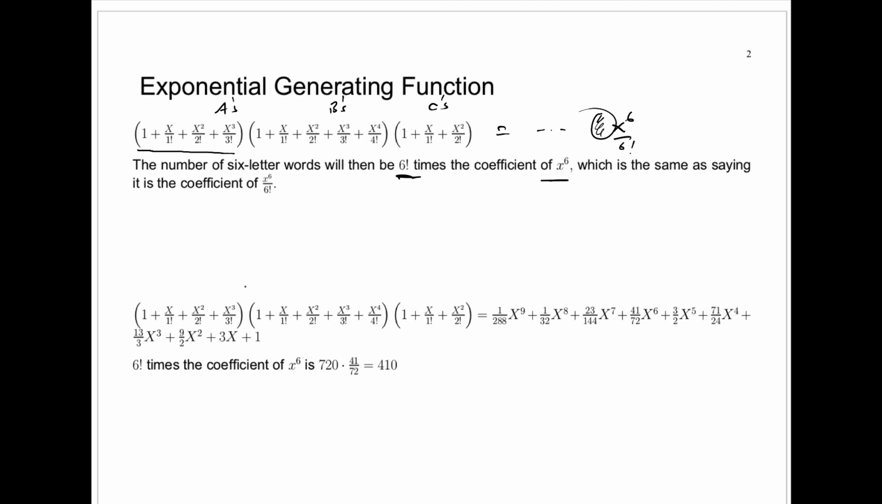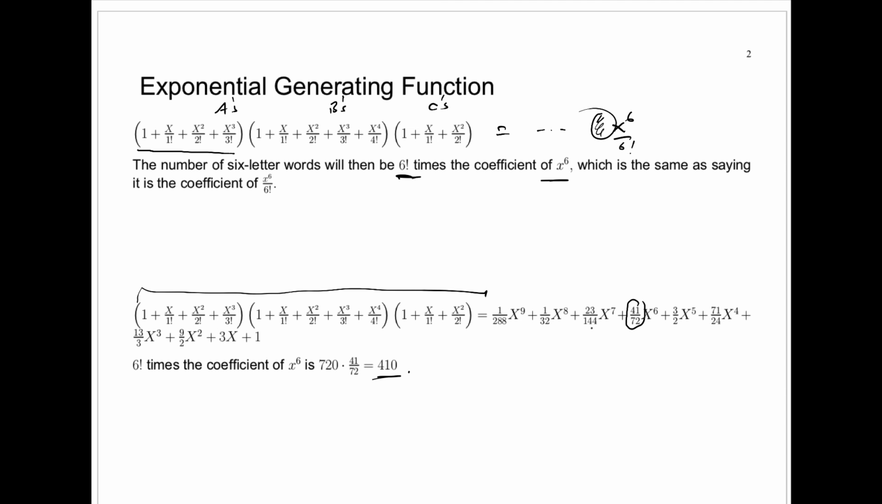So here's the way this works out, and I used my computer to compute this. We have our generating function. That's all of this. I expanded it, in this case using the computer, and we got a 9th degree polynomial. And we look at the coefficient of x to the 6th, which is 41 over 72. And then we just multiply that by 6 factorial, which is 720. And so the answer is 720 times 41 over 72, which is exactly 410.